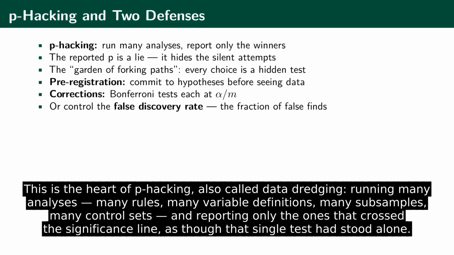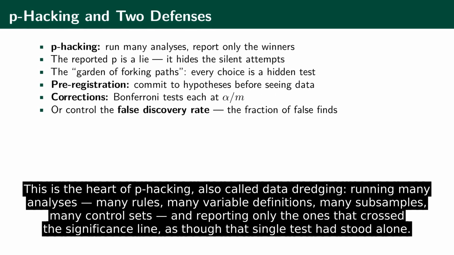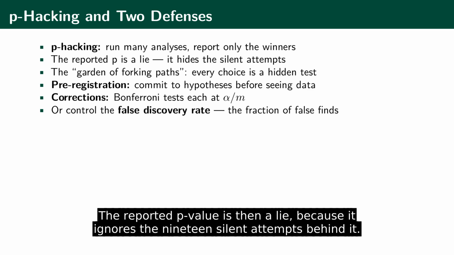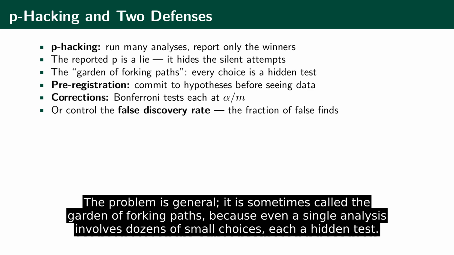This is the heart of p-hacking, also called data dredging: running many analyses, many rules, many variable definitions, many subsamples, many control sets, and reporting only the ones that crossed the significance line, as though that single test had stood alone. The reported p-value is then a lie because it ignores the 19 silent attempts behind it. The problem is general. It is sometimes called the garden of forking paths, because even a single analysis involves dozens of small choices, each a hidden test.